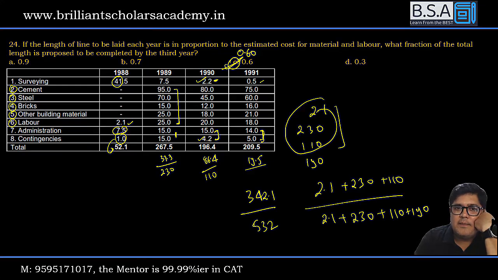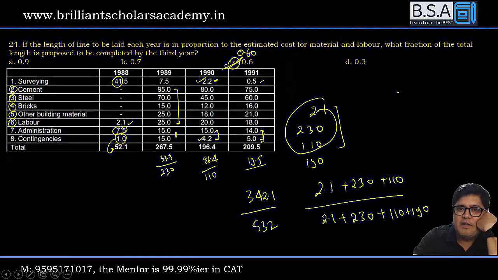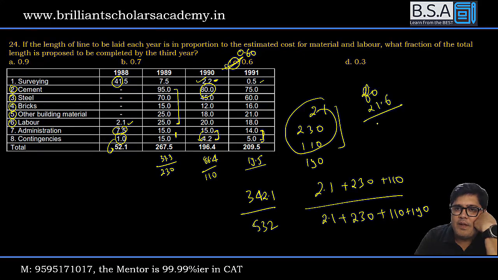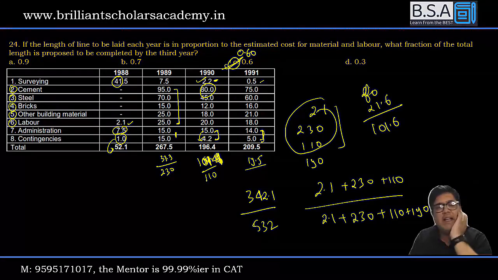So this is 21. This is 21. This is 80. 80 plus 21.6, that is 101.6. We have to subtract from here. 101.4. 101.4 minus, yeah, make that correction. Small correction there.